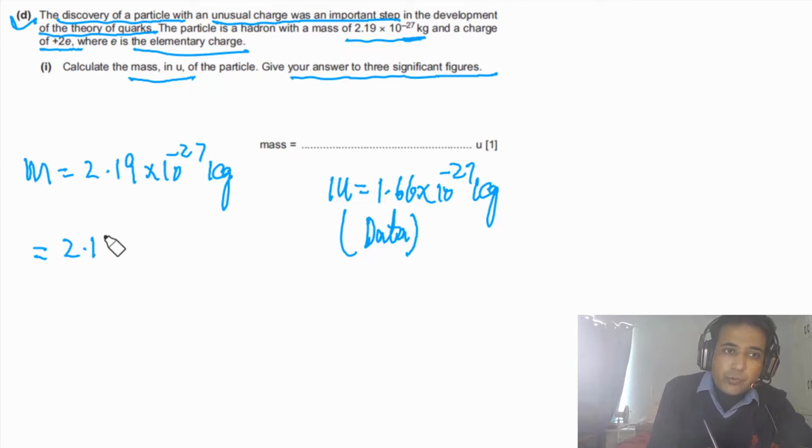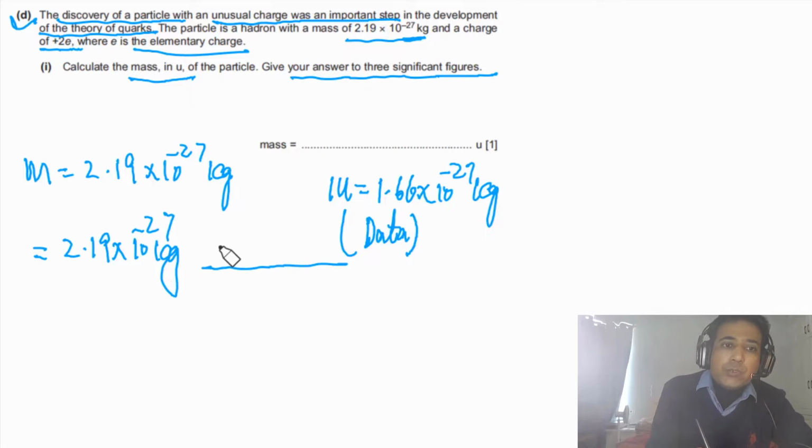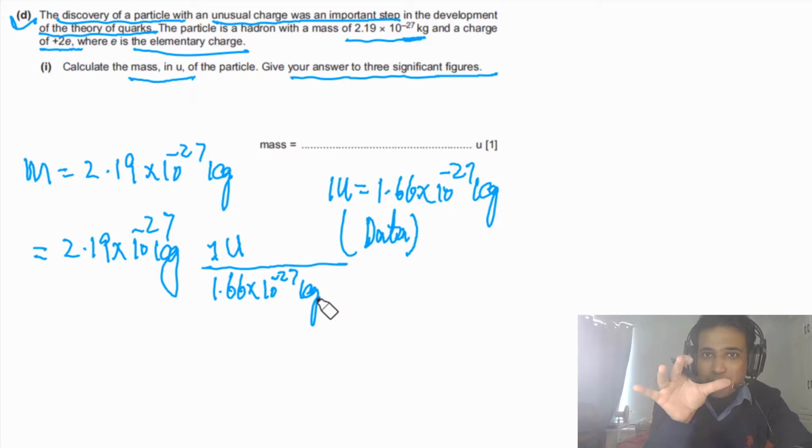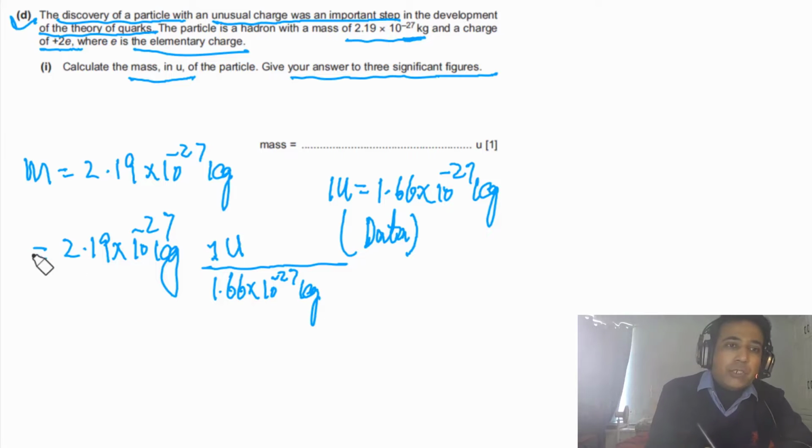So we can write 2.19 times 10 to minus 27 kg. We want to convert this into u, so we can write u here. So 1 u, and 1 u is equal to 1.66 times 10 to minus 27 kg. This is a beautiful way to convert from one unit to another unit. So you see kg, this unit you can cancel with this one. Now 10 to minus 27 we can cancel with 10 to minus 27.